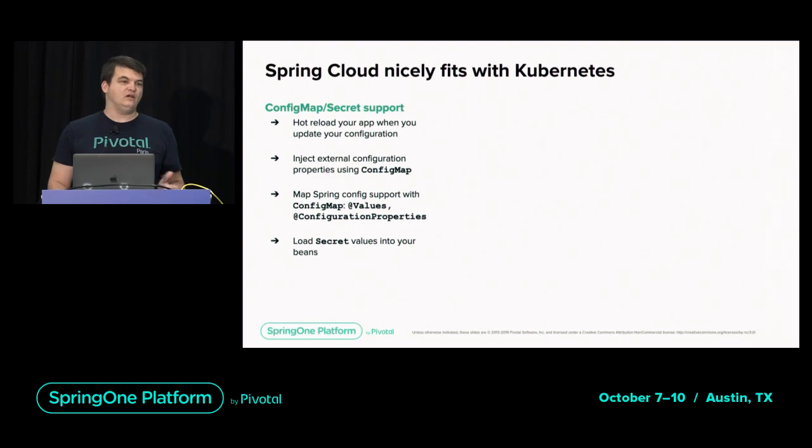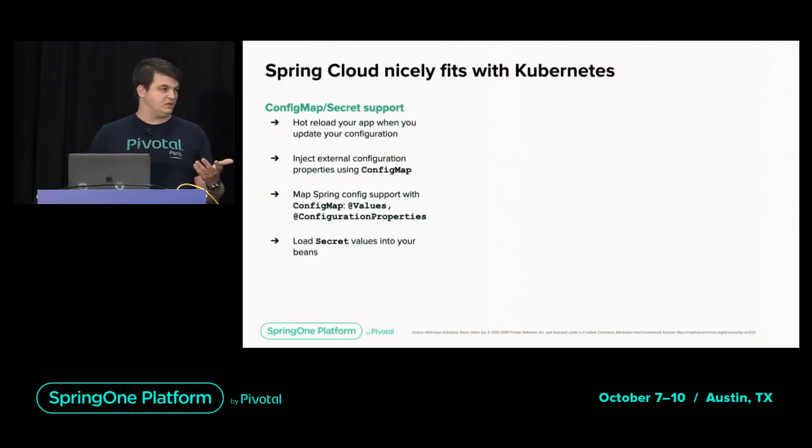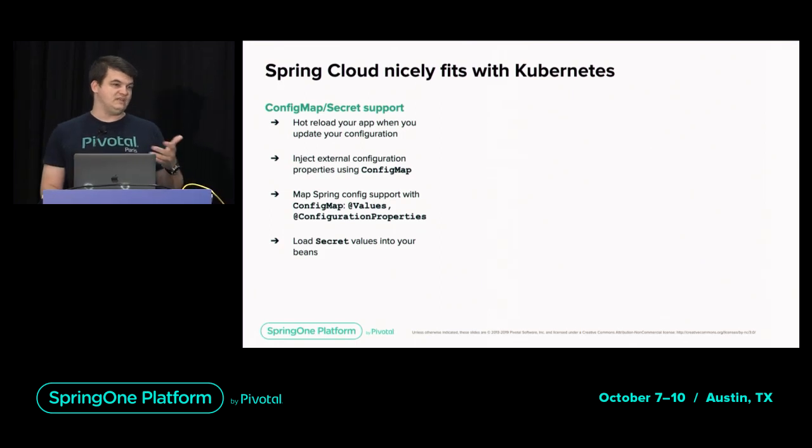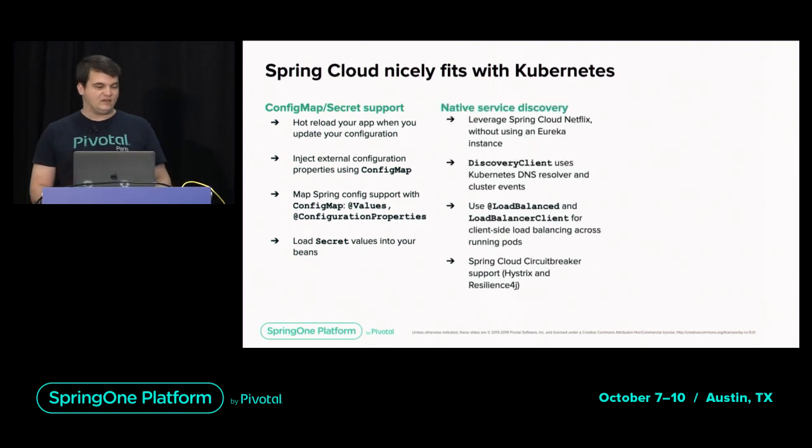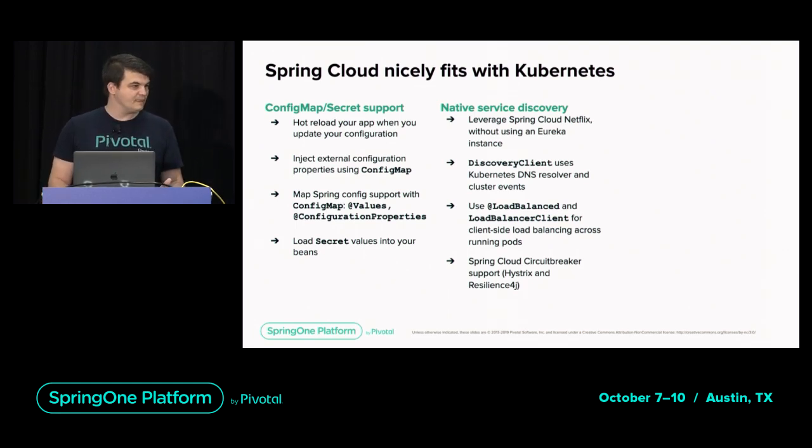And a nice feature from Spring Cloud Kubernetes is that as soon as you update your config map, you have the ability to automatically reload your application, which means that you don't even need to kill your pod or to redeploy the whole application. You can just apply the new configuration live without reloading your application. That's a nice feature.